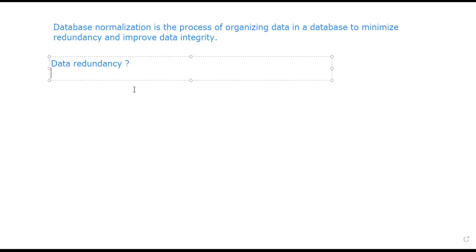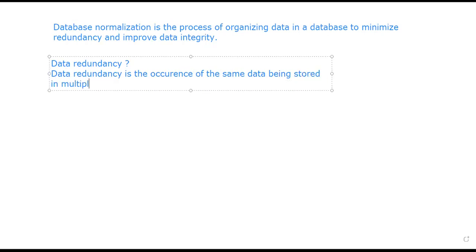So we can see data redundancy is the occurrence of the same data being stored in multiple places within a database or data storage system. So simply this is meant by data redundancy.